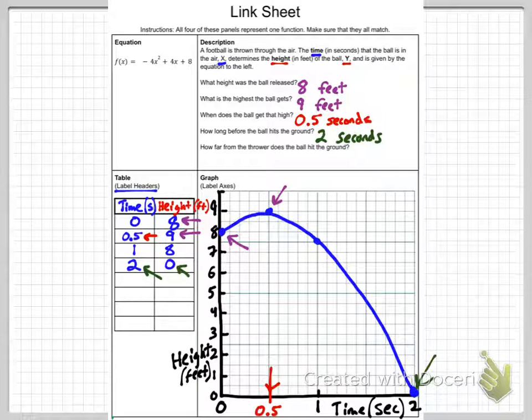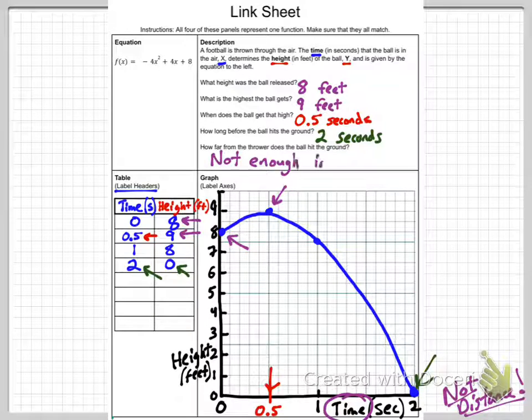Now, how far from the thrower does the ball hit the ground? This is a question we were able to answer last time because the x represented the horizontal distance. However, this is time. It's no longer the horizontal distance, so we actually don't have enough information. So you need to write not enough information. It's very important that you distinguish and recognize what your input is because sometimes you can answer that question, sometimes instead that represents time.